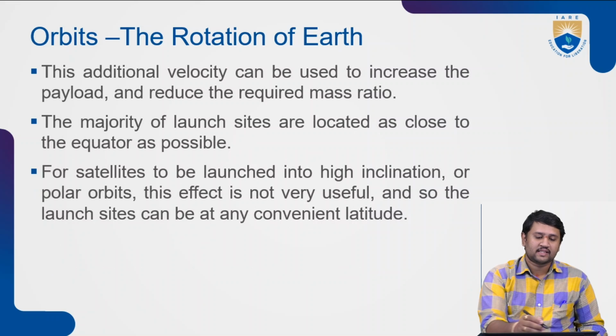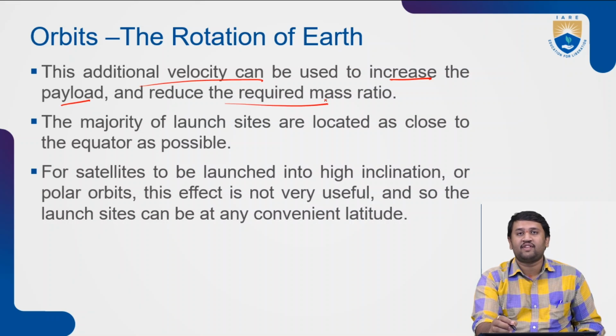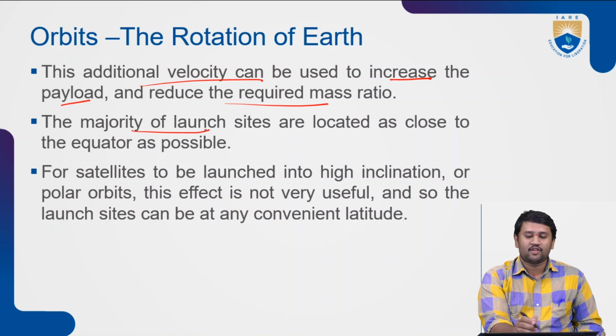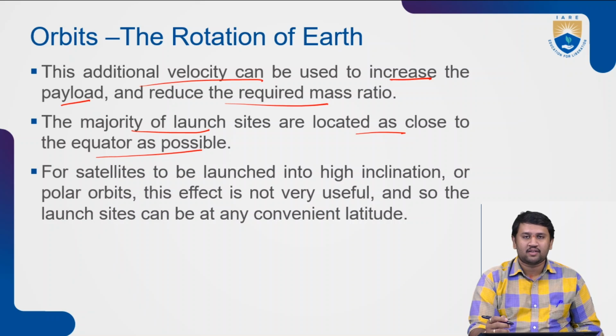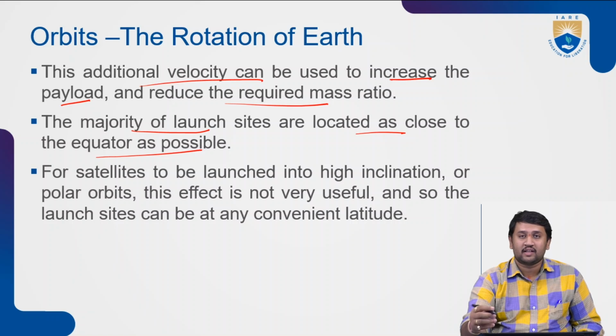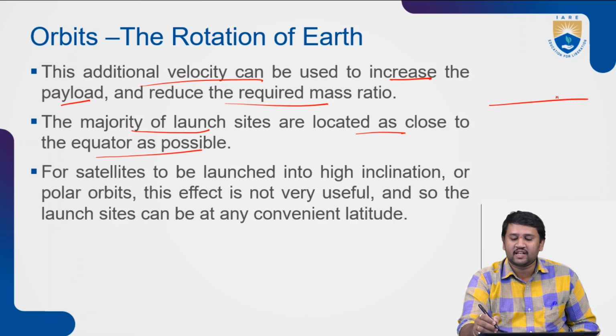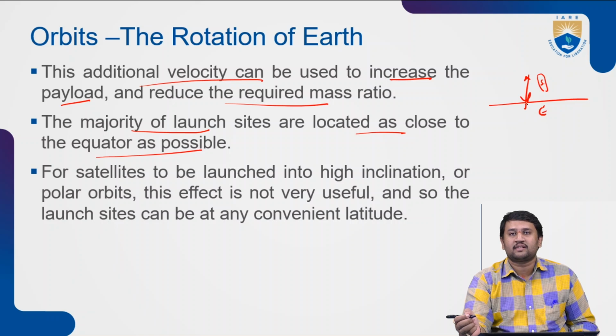Now, this additional velocity can be used to increase a payload or to reduce the required mass ratio. The majority of launch sites are located as close to the equator as possible, for example Sriharikota. A recent update from Sriharikota tells us that they are planning to create another launch vehicle port towards Tamil Nadu at the end of India, which has two major advantages. First, it will be very near to the equator, as well as eliminating Sri Lanka completely.